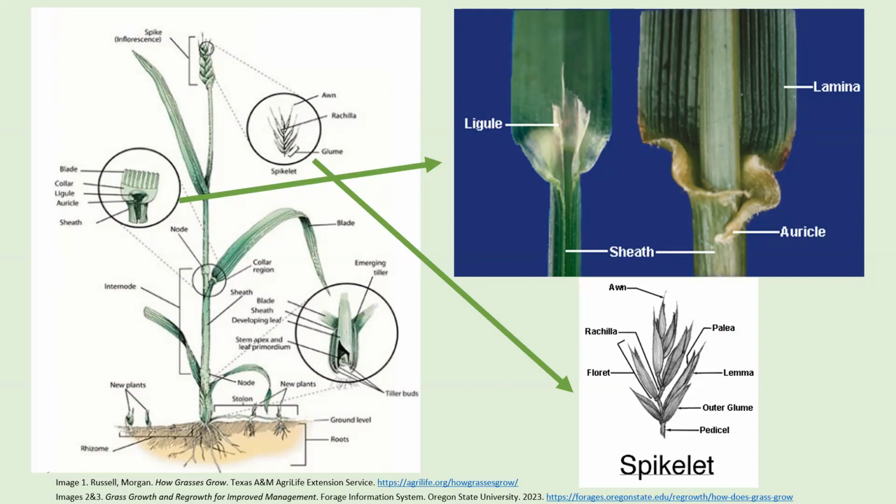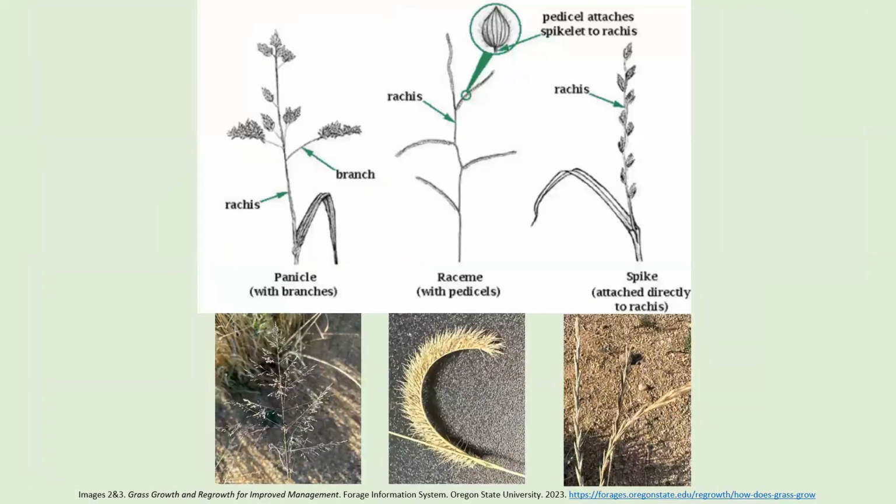One important thing to look at would be that awn there at the top. So it's kind of a hair-like structure that's coming out of the spike. So that can be important to use when identifying. Some plants have long awns, some have none, some have kind of curly awns as they dry, some have 2 to 3 awns. So that is a good part to also be aware of.